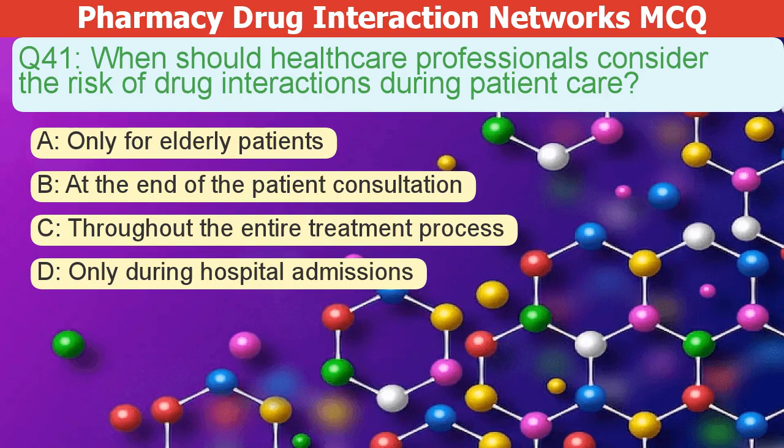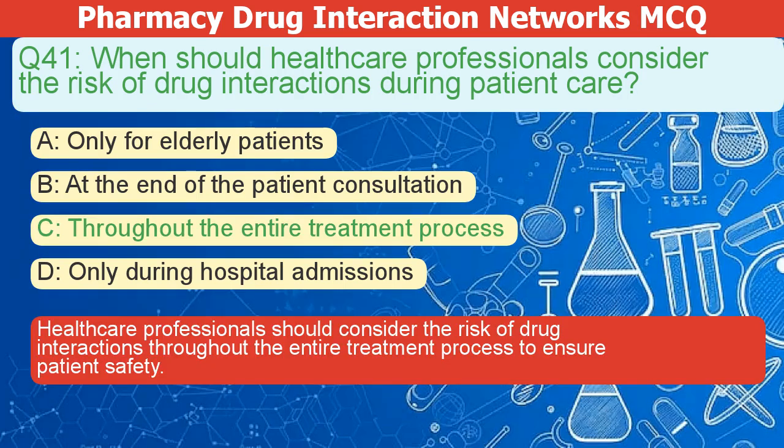A. Only for elderly patients. B. At the end of the patient consultation. C. Throughout the entire treatment process. D. Only during hospital admissions. The correct answer is C. Healthcare professionals should consider the risk of drug interactions throughout the entire treatment process to ensure patient safety.